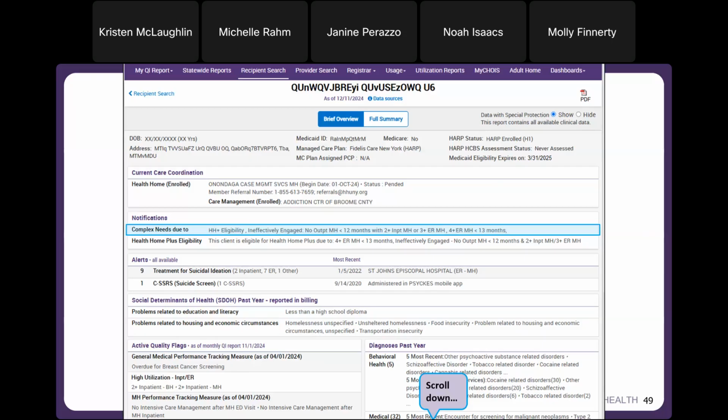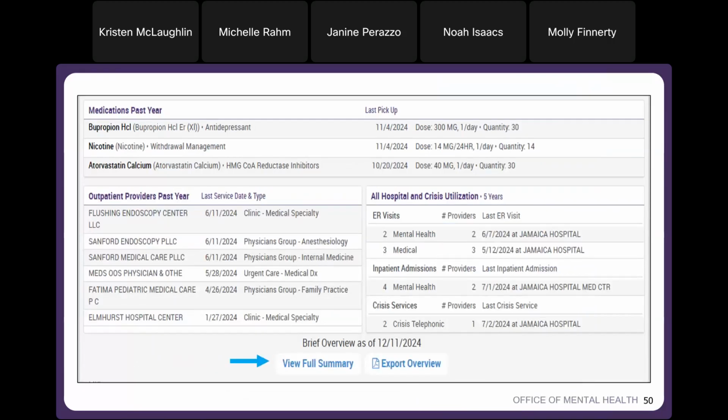I can see any of their social determinants of health in the past year, as well as their active quality flags and diagnoses in the past year. I can also see any medication pickups they've had in the past year and outpatient visits. And lastly, I can see the hospital and crisis utilization in the past 5 years. So I can see that this person has had a few different types of services in the past 5 years when it comes to ED visits, inpatient stays, and crisis services.